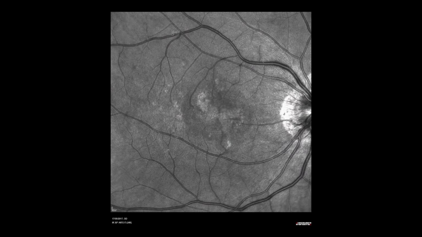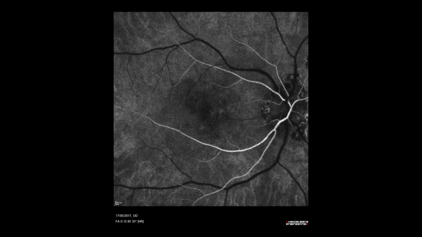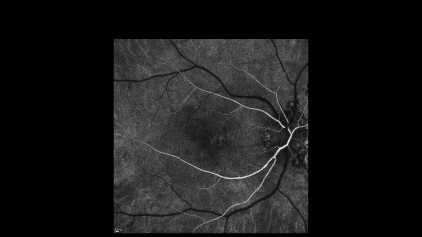This case is of a young female patient who is visually symptomatic. The near-infrared reflectance image shows regions of hypo and hyperreflectivity. The autofluorescence image shows areas of hypoautofluorescence. The early fluorescein shows areas of early leakage and possible window defects.